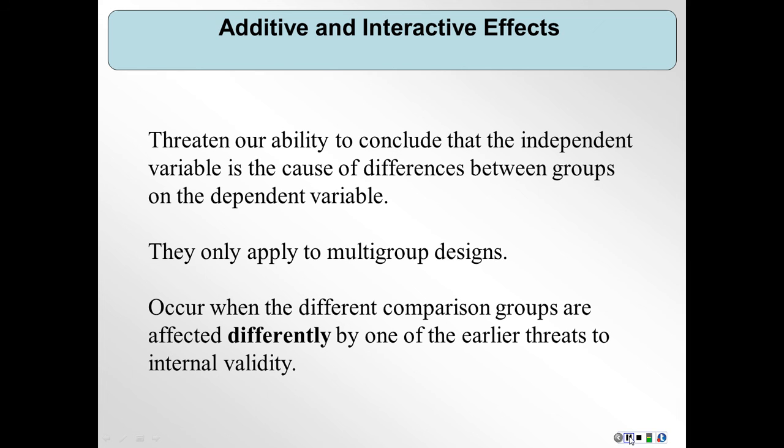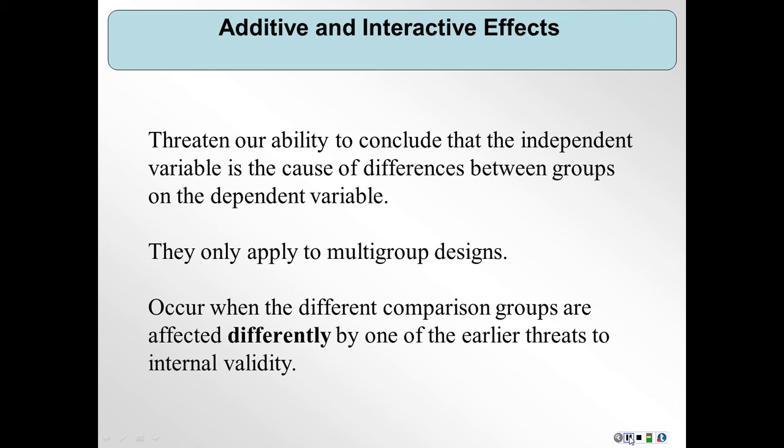Additive and interactive effects. It's actually a set of threats. Additive effects and interactive effects refers to the fact that threats to validity can combine to produce a bias in the study which threatens our ability to conclude the independent variable is the cause of the differences between the groups. So this applies to, again, the 2-group or multi-group designs. These threats occur when the different comparison groups are affected differently by one of the earlier threats to internal validity, history, maturation, what have you.